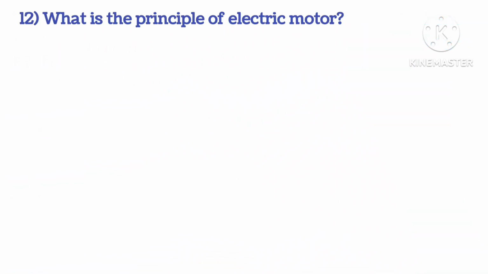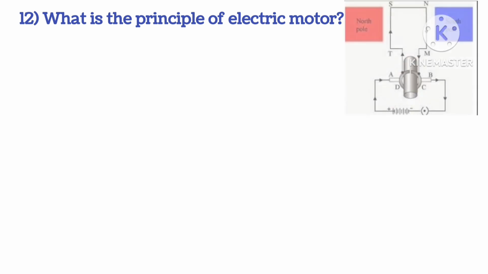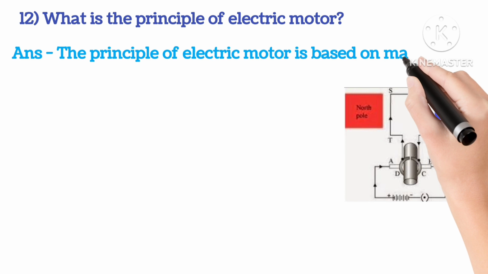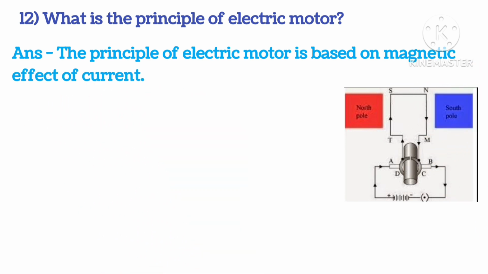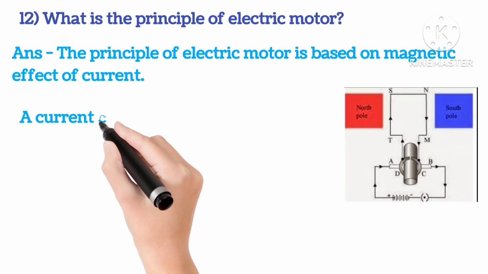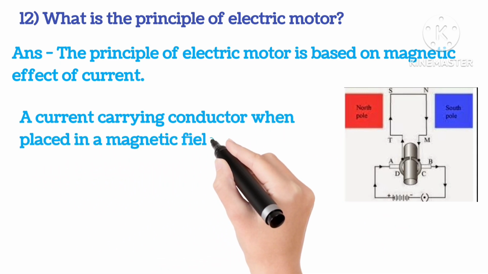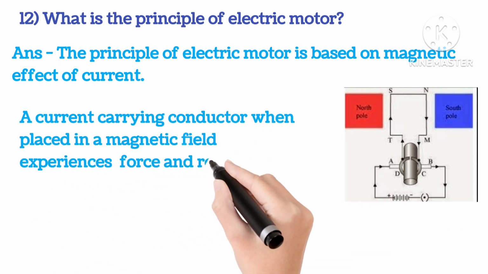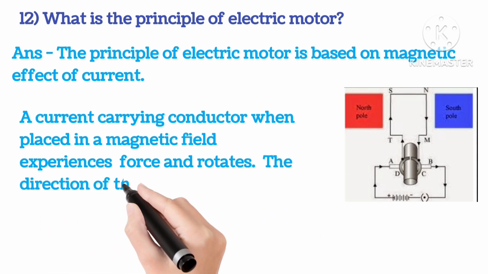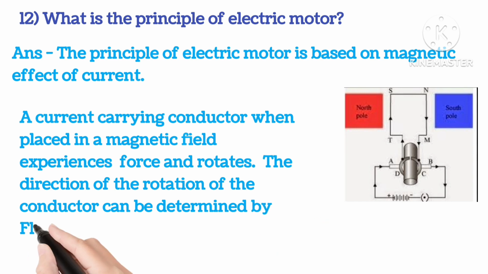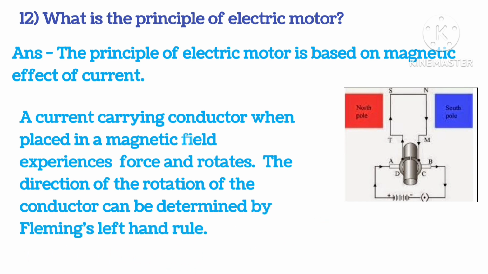What is the principle of electric motor? The principle of electric motor is based on the magnetic effect of the current. A current carrying conductor, when placed in the magnetic field, experiences force and rotates. The direction of the rotation of the conductor can be determined by Fleming's left-hand rule.